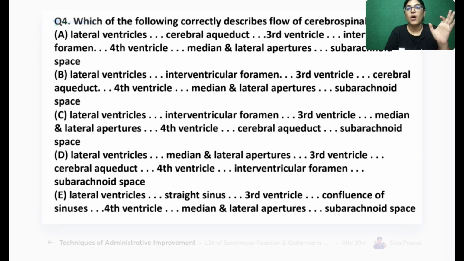What is the flow of CSF? So 5 options are there. So read the option nicely. I will give you 30 seconds. All of you take your time and read the option nicely, and then I will mark the correct answer. Okay, got it everyone? 30 seconds I will give you, and then you mark the correct answer for question number 4.